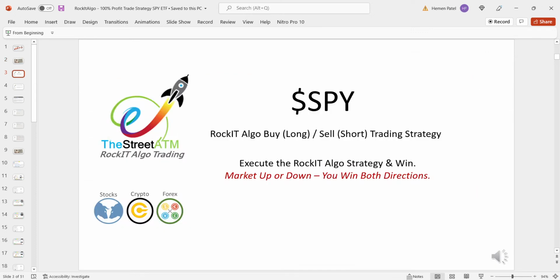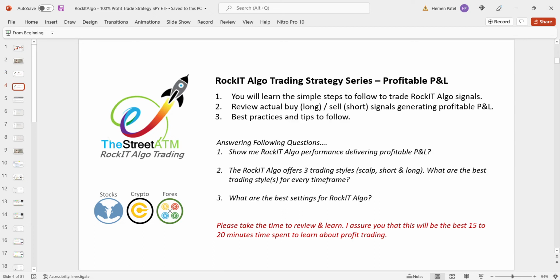So today, as I had mentioned, we're going to go through how to trade SPY and generate a profitable trading profit and loss statement. Market up or down, you win both directions. We're going to show you the two steps you need to follow. Very simple steps, powerful steps.